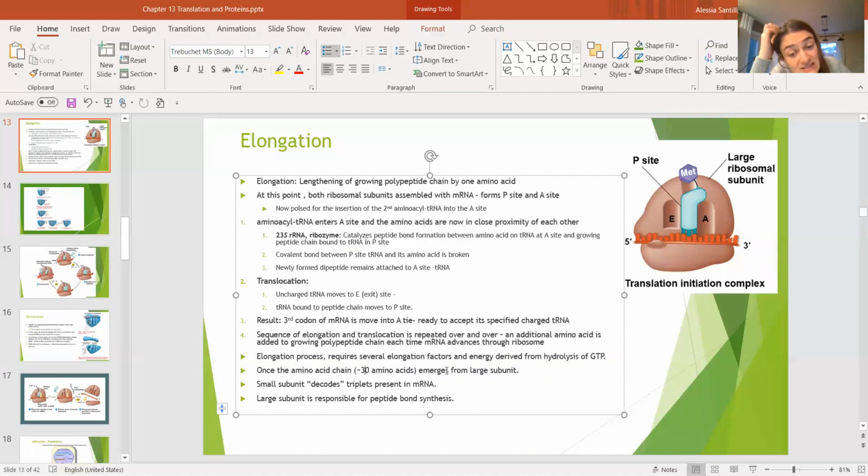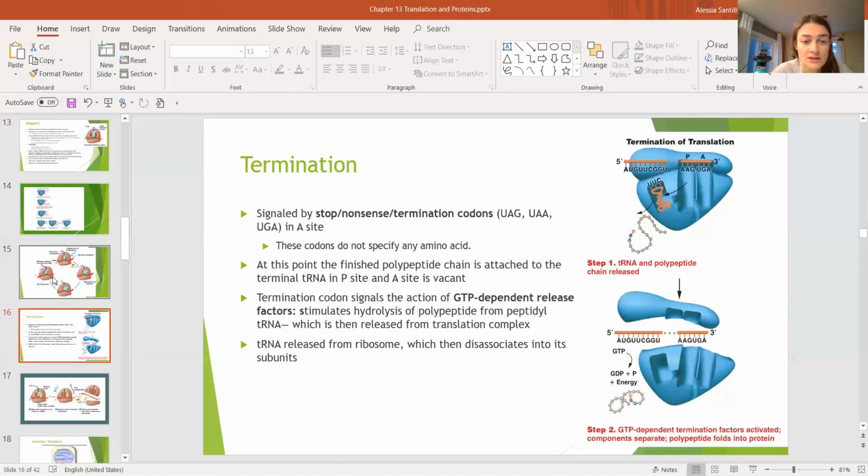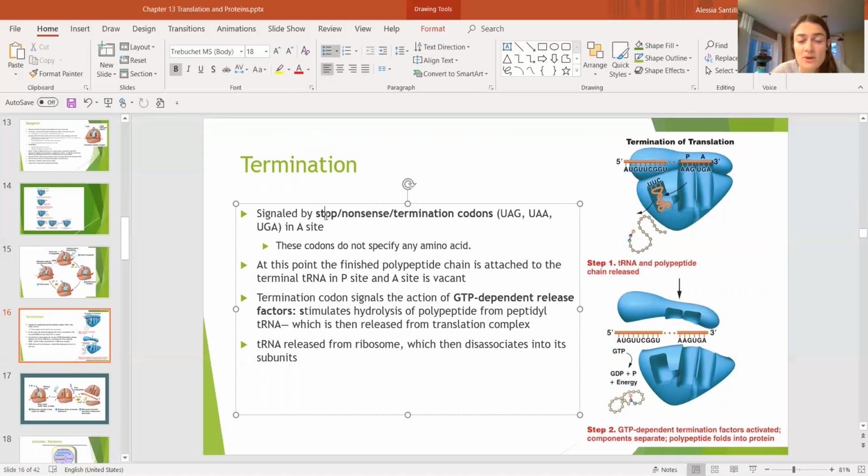The small subunit decodes the triplets present in the mRNA. That's what's holding the mRNA. Remember, the 16S rRNA of the small subunit. And the large subunit is responsible for the peptide bond synthesis, because that's the thing that holds the 23S rRNA. Okay? And so it's basically a cycle that goes on and on until we get to those termination codons, also known as stop or nonsense codons. So we have the UAG, UAA, and UGA, okay?